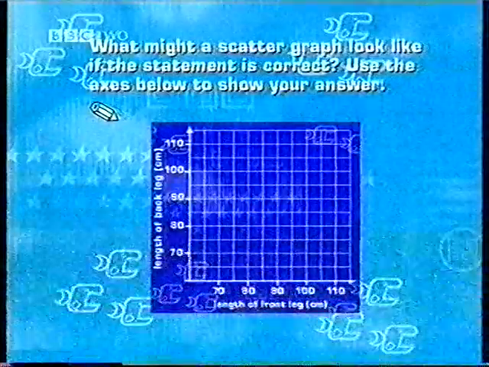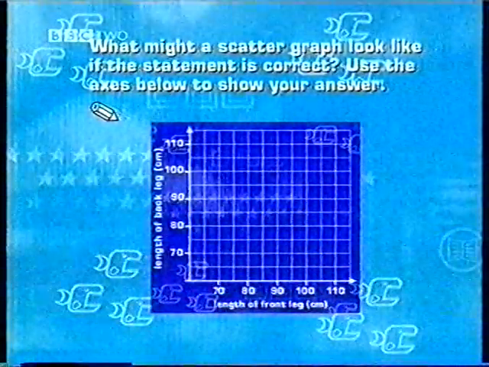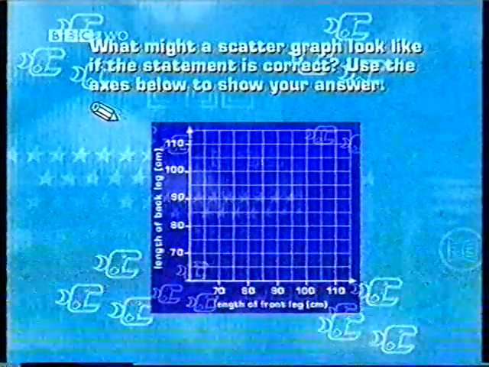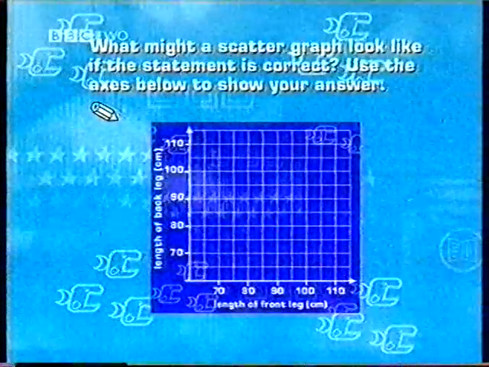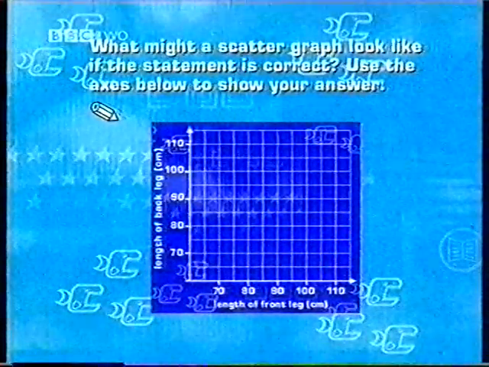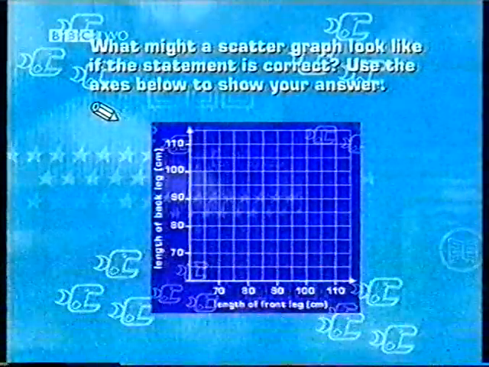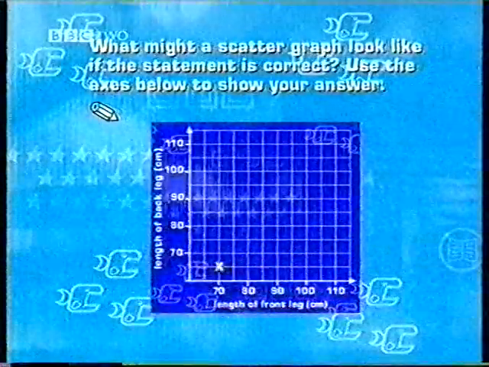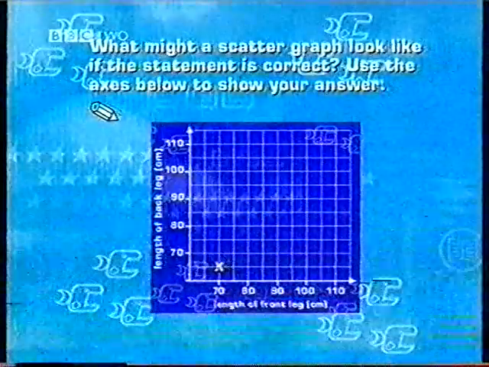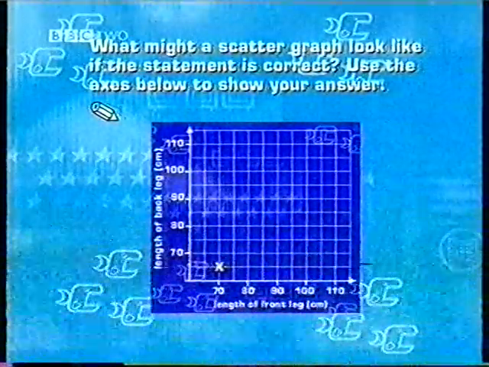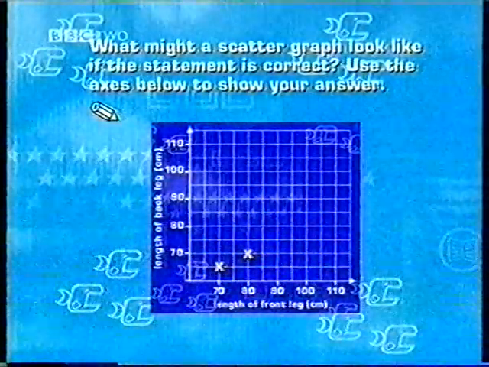We're told that the length of the back leg, that's on our vertical axis, is always less than the length of the front leg, that's on our horizontal axis. So, if the length of the front leg is 70 centimetres, the length of the back leg must be less than that, perhaps 65 centimetres. So we can plot our first point of the scatter diagram here. If the length of the front leg is 80 centimetres, the length of the back leg must be less than that, perhaps 70 centimetres. So we can plot our second point here.